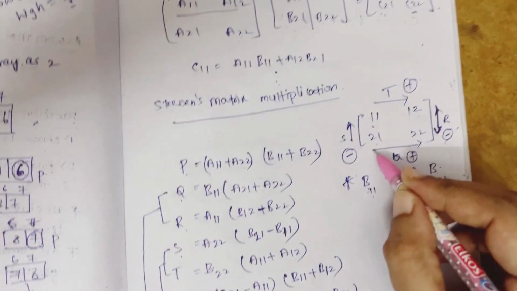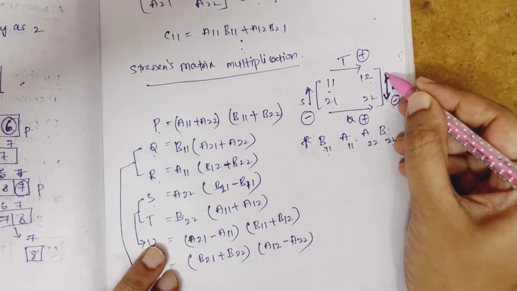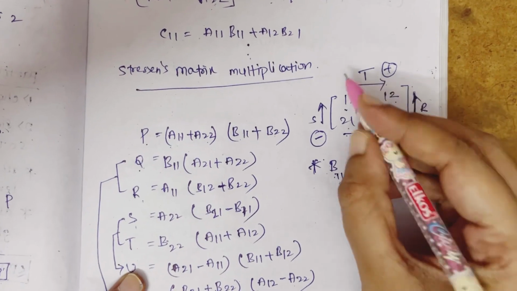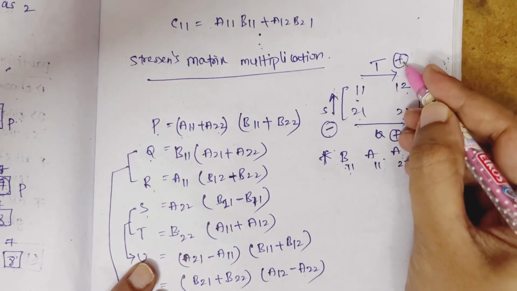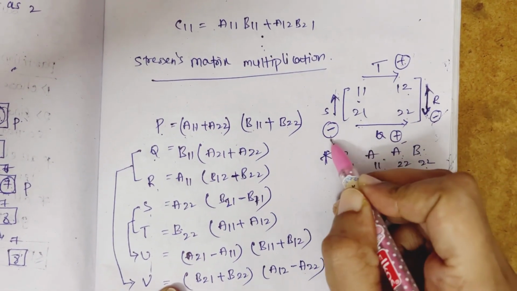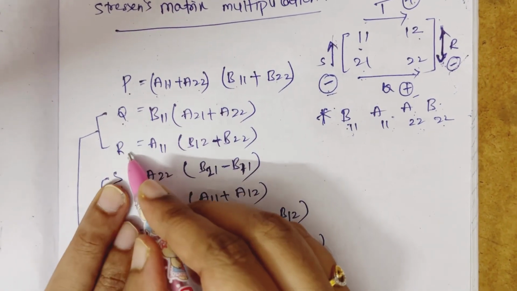The Q value is taken in this direction, left to right, and the R value from top to bottom, and the T value from left to right, and the S value from bottom to top. When we take left to right, we have to take the addition symbol, and top to bottom or bottom to top we have to take the minus symbol. So now we'll write for Q, R, S, T.